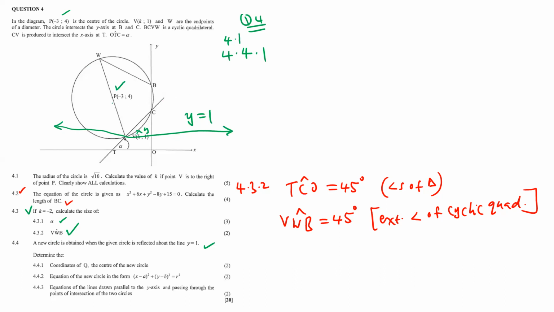Right, so what are the coordinates of this circle? They are minus 3, 4. So the coordinates of Q, the center of the new circle, if you reflect about the line y equals 1, will become what?